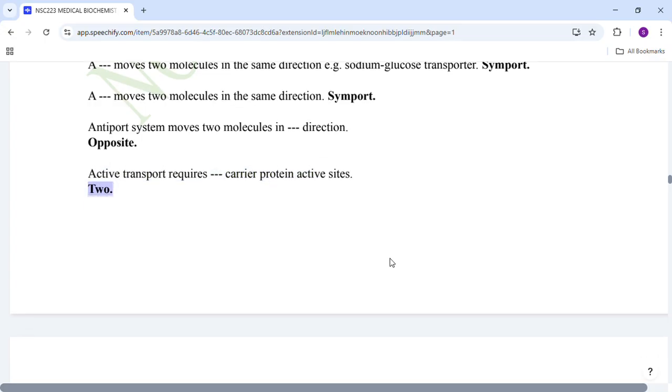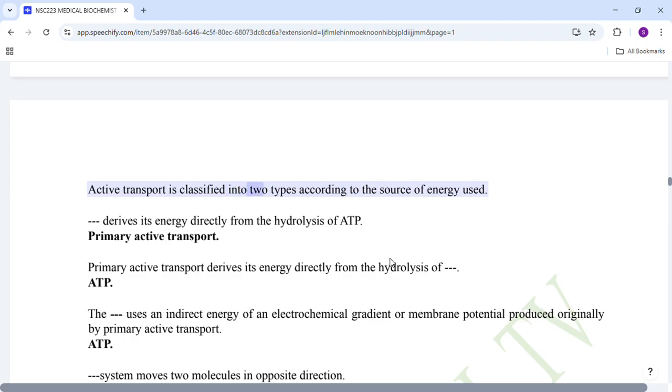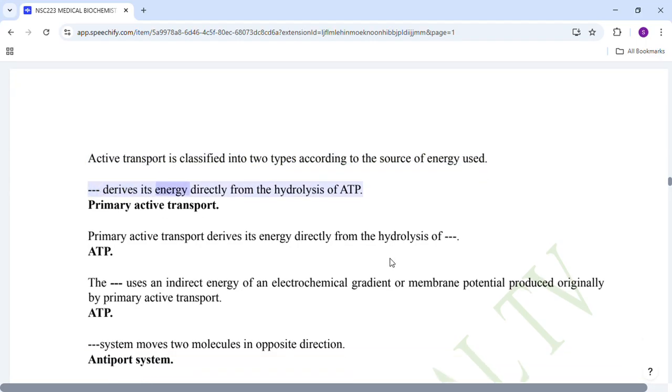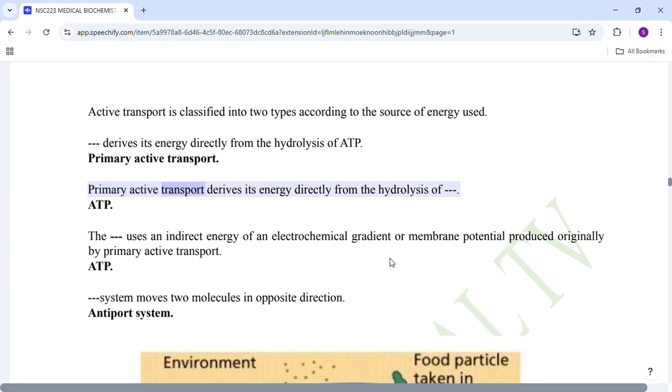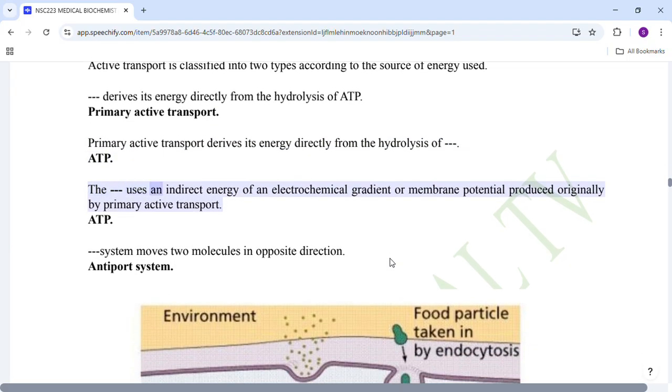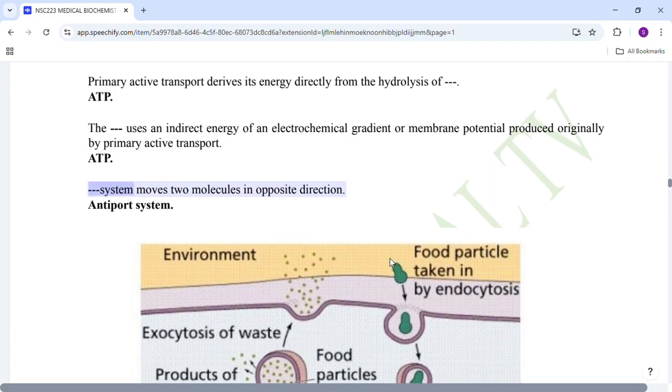Active transport is classified into two types according to the source of energy used. Primary active transport derives its energy directly from the hydrolysis of ATP. Secondary active transport uses an indirect energy of an electrochemical gradient or membrane potential produced originally by primary active transport.